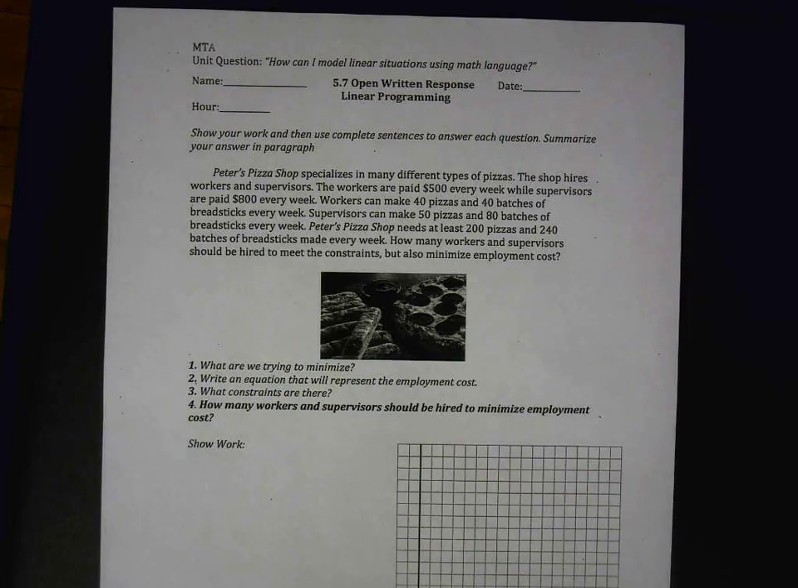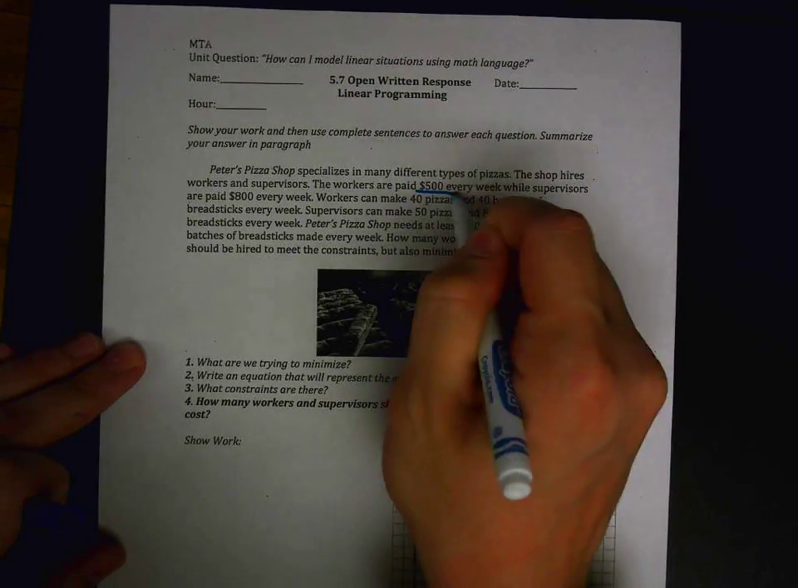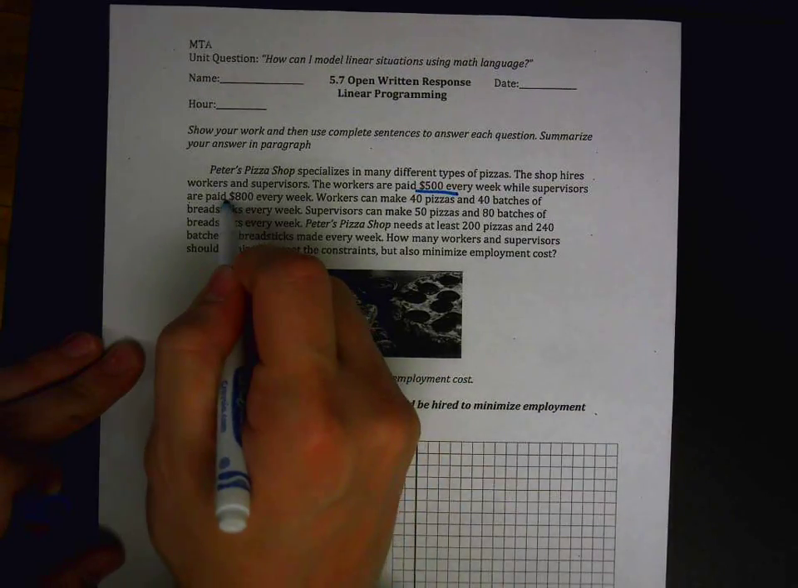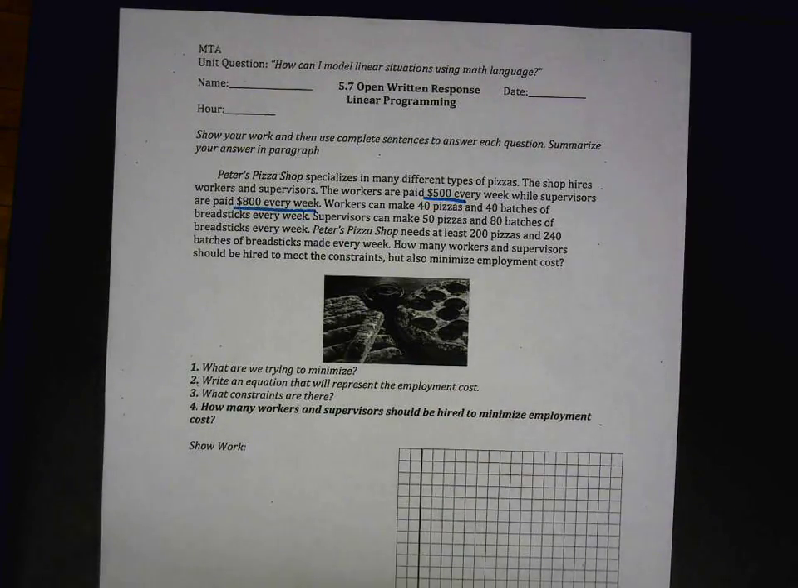The shop hires workers and supervisors. The workers are paid $500 every week. I'm going to write that down. And the supervisors are paid $800 every week. Now, workers can make 40 pizzas and 40 batches of breadsticks every week. Supervisors can make 50 pizzas and 80 batches of breadsticks every week. Peter's Pizza Shop needs at least 200 pizzas and 240 batches of breadsticks made every week.